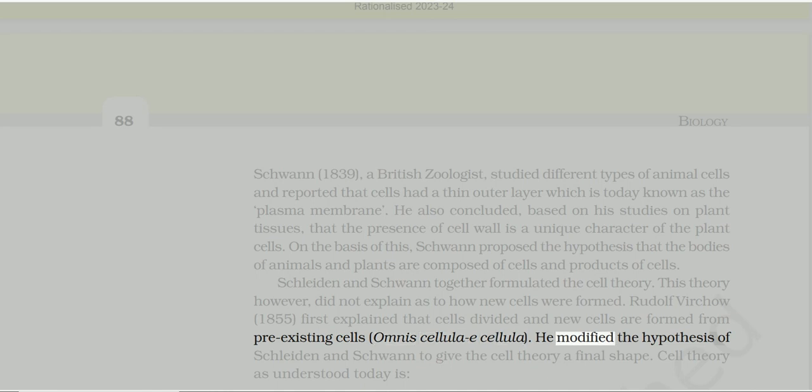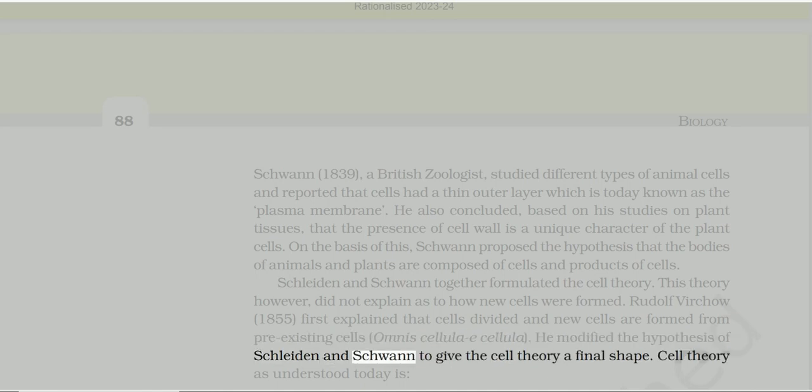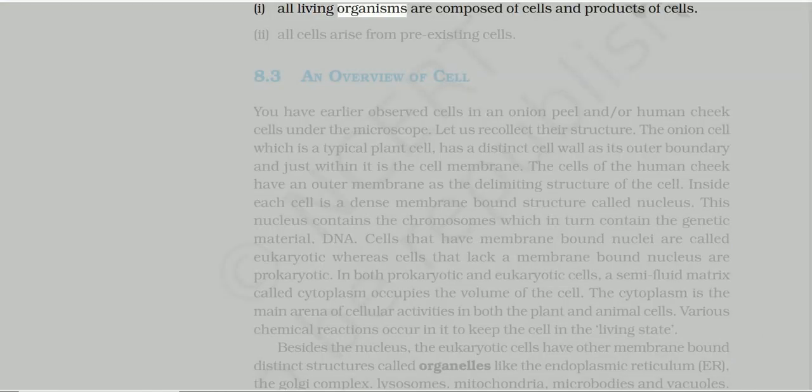He modified the hypothesis of Schleiden and Schwann to give the cell theory a final shape. Cell theory as understood today is: 1. All living organisms are composed of cells and products of cells. 2. All cells arise from pre-existing cells.